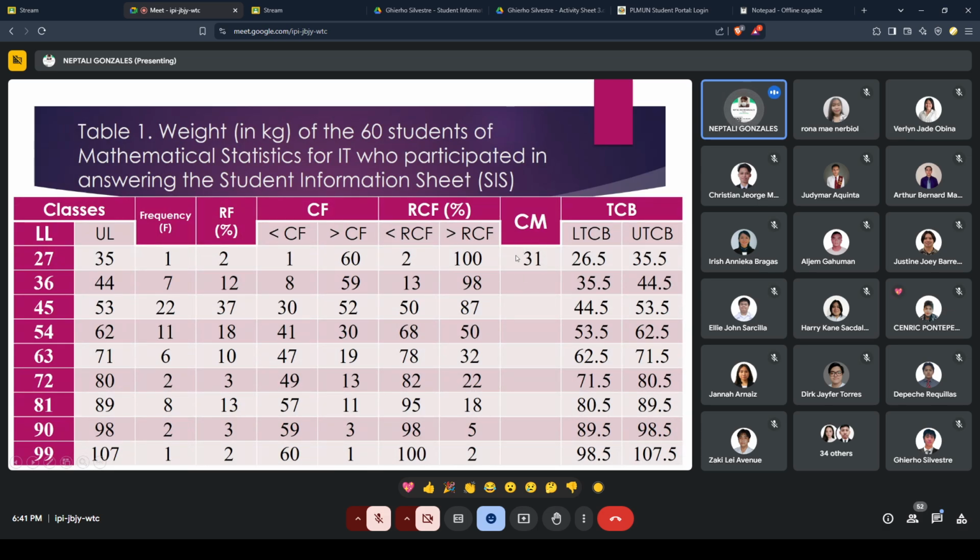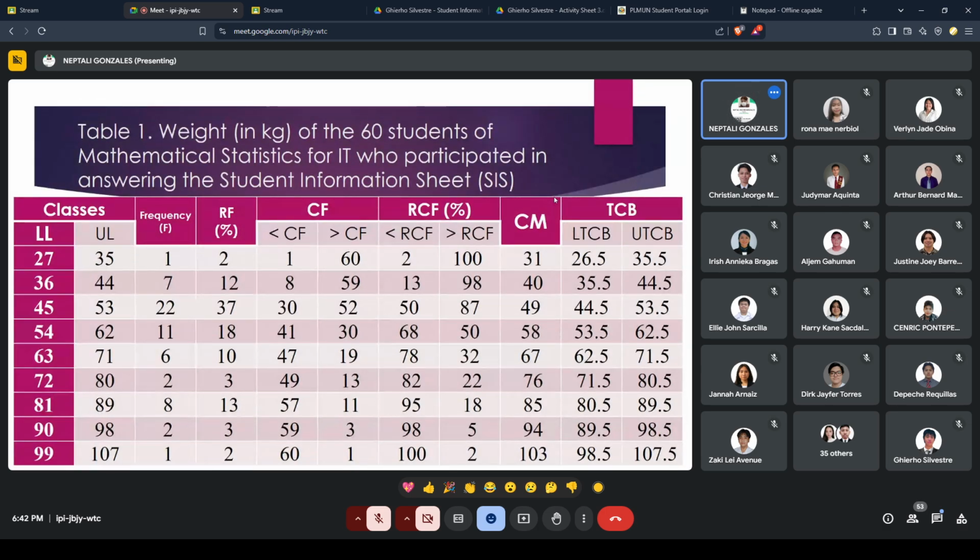It is also easier to get the class mark if you are going to add the limits. Add mo lang 27 plus 35 divided by 2, same, 31. 36 plus 44 divided by 2, 40. Or by simply adding the class size, add 9 again to every data, you will have the following data.